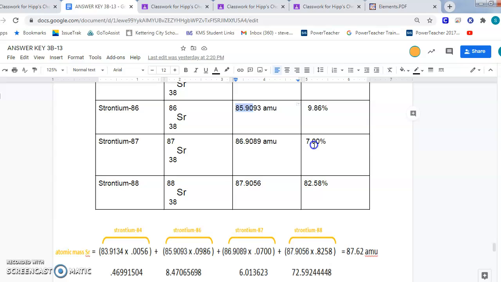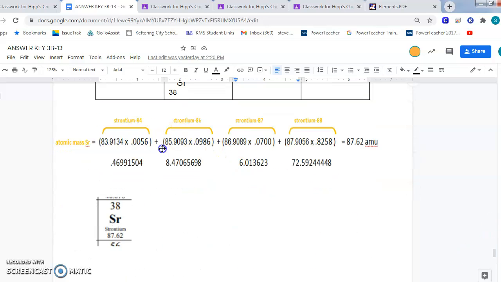The next contributing isotope is strontium 87. It's 7%. Remove that from percent by dividing by 100, sliding the decimal 2 to the left. That's 0.0700. Its mass contribution is 86.9089. And our final one, our most abundant one, is 82.58%. Divide it by 100 to put it back in decimal form, sliding it 2 to the left. That's 0.8258, and it's contributing 87.9056 mass.